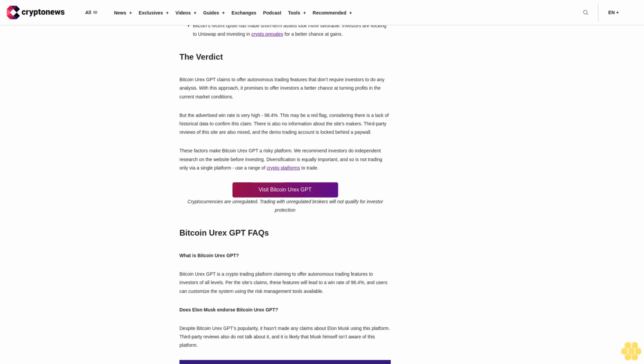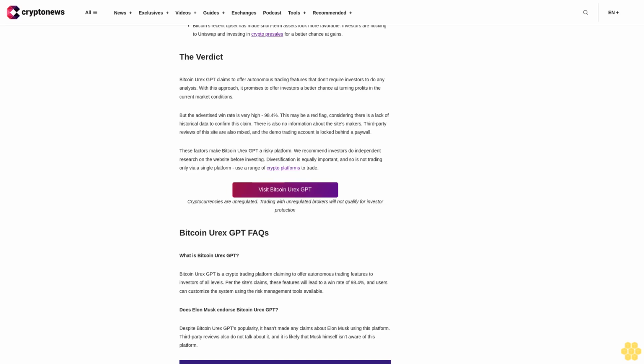Bitcoin Urex GPT FAQs. What is Bitcoin Urex GPT? Bitcoin Urex GPT is a crypto trading platform claiming to offer autonomous trading features to investors of all levels. For the site's claims, these features will lead to a win rate of 98.4%, and users can customize the system using the risk management tools available.